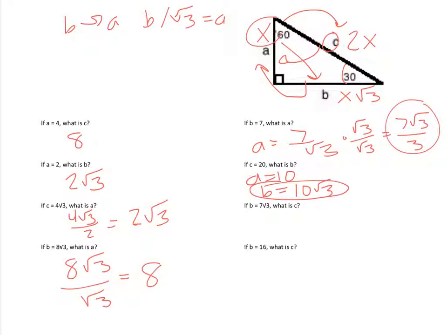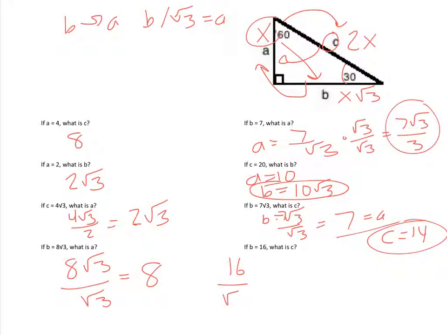Here, if B is 7 square roots of 3, what is C? So start by going to A first. So if B is 7 square roots of 3, to get A, we divide by the square root of 3. So A is 7, and then if A is 7, we just double it to find that C is 14. Here, B is 16, so again, let's find A first.